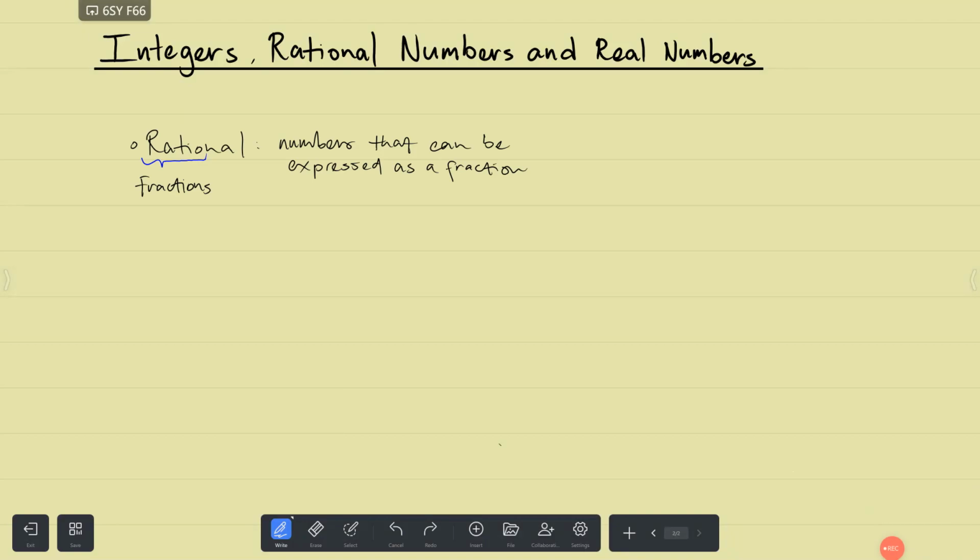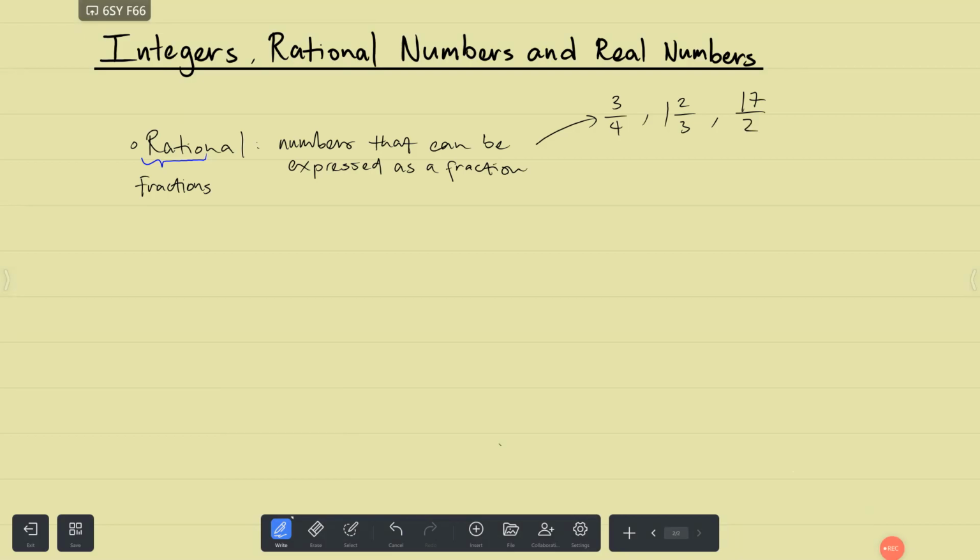So for example, we have 3 over 4. 3 over 4, of course, itself is a fraction. So definitely it can be expressed as a fraction. And also you have your mixed numbers, and you have your improper fractions like 17 over 2.